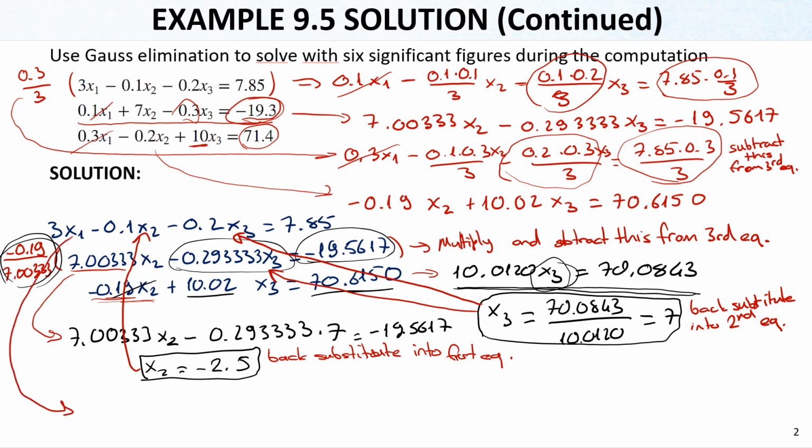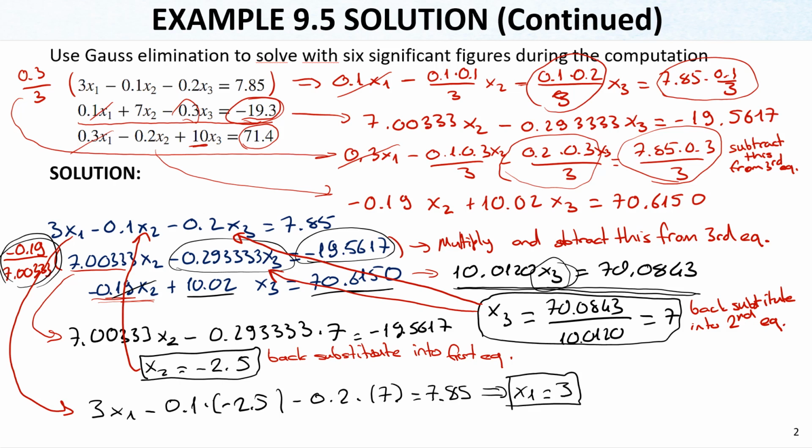Then the first equation becomes, let me write here, 3x1 minus 0.1 times minus 2.5 minus 0.2 times 7 is equivalent to 7.85, and finally from here x1 is equivalent to 3. So we found all of these simply, and so x1 is 3, x2 is minus 2.5, and x3 is 7, and we simply verify the result by putting these into the first equations here.